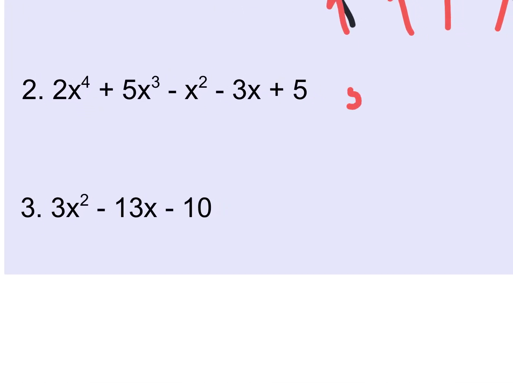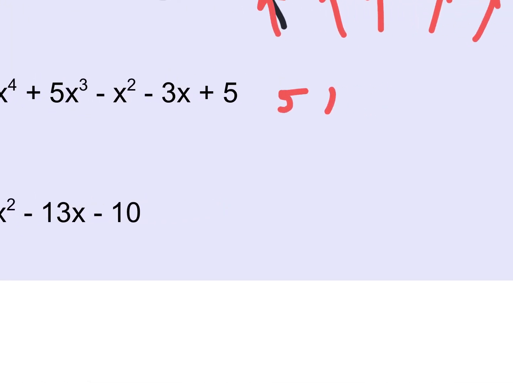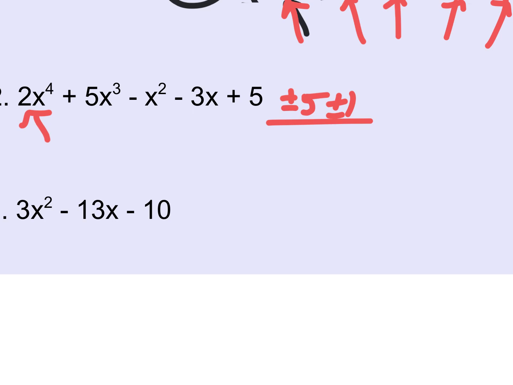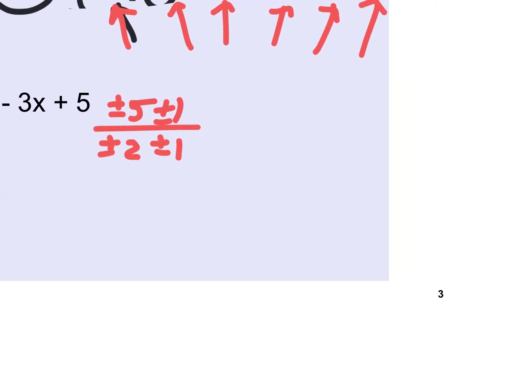Would you agree that 5 and 1 are my factors of 5? There's no other factors of 5 that I can think of. So put plus and minus 5, plus and minus 1 over the factors of this, which are 2 times 1. So it's plus and minus 2, plus and minus 1. This is the first time where you have actually had to divide. What's 5 over 2? Well, it's 5 over 2. That's your first possible root.